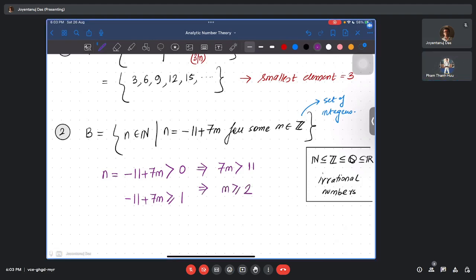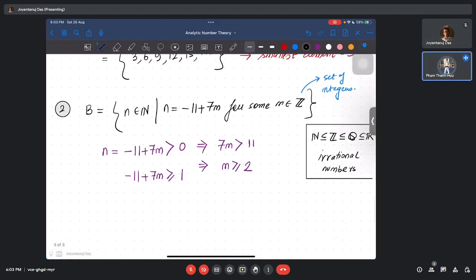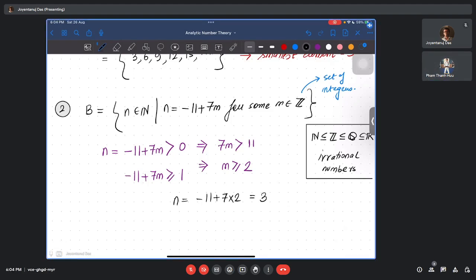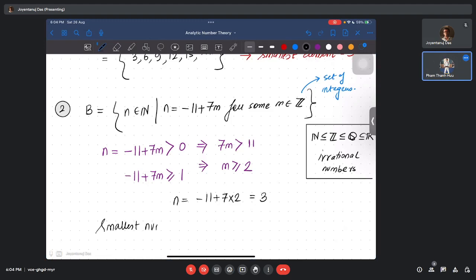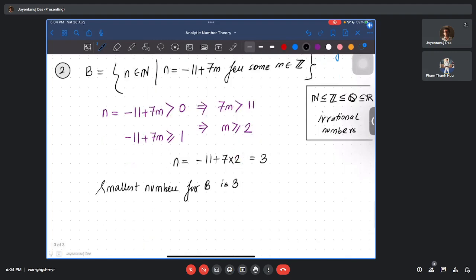So two is the smallest number. No, two is for m. The choice of m is two. So then what will be n? That's three, right? So the smallest number is three. Let us do one more set.